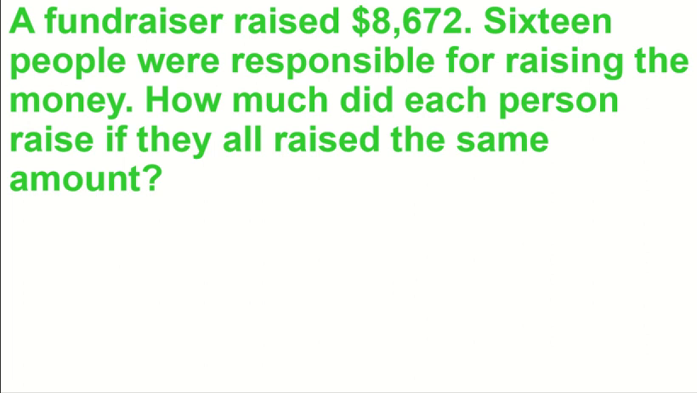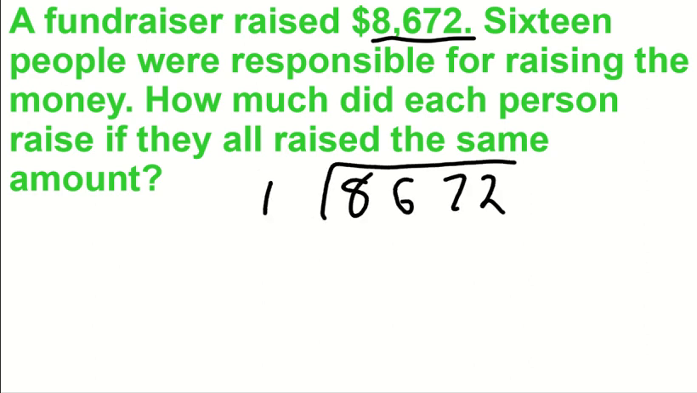As I said before, if you get a 4-digit number or a 5-digit number, odds are good you got some division in that problem. In this case, everybody's raising the same amount. That money's being split basically between those 16 people. So we got 8,672 divided by 16. If needed, you can always list out your multiples.